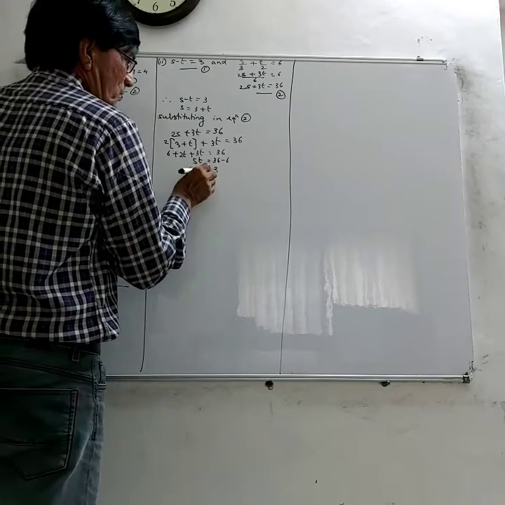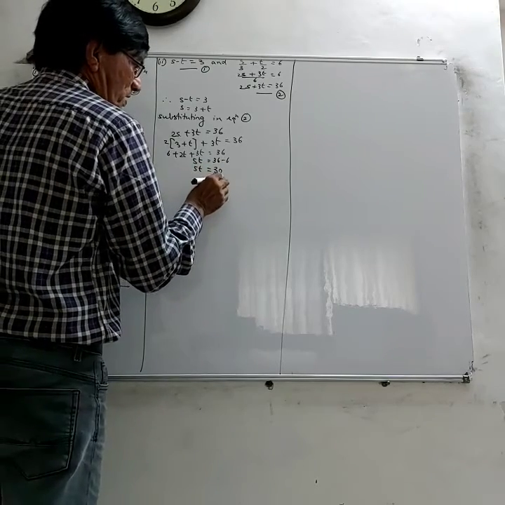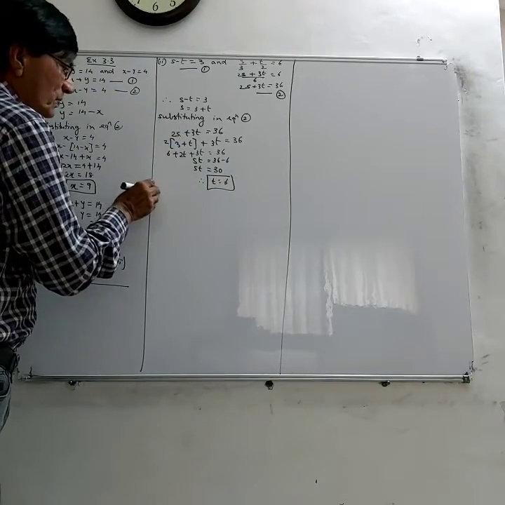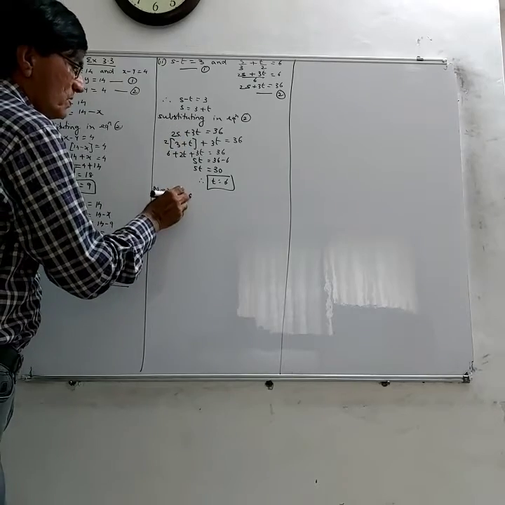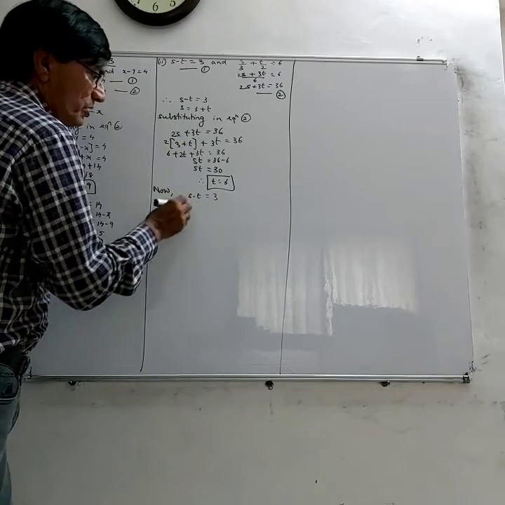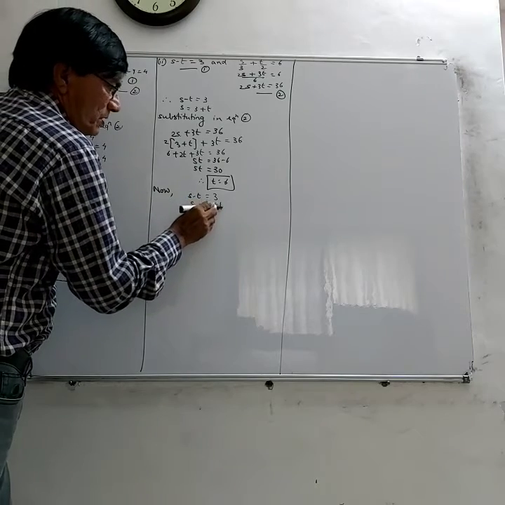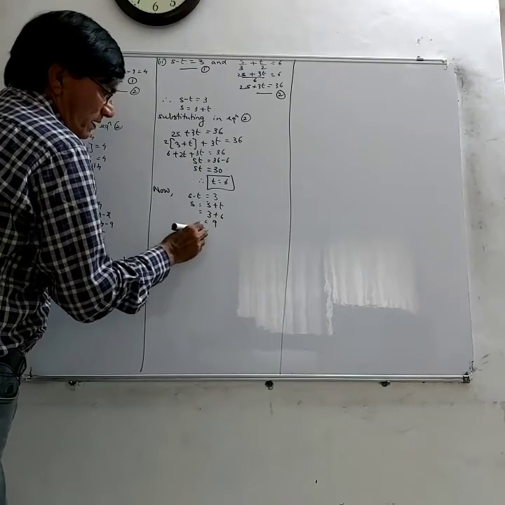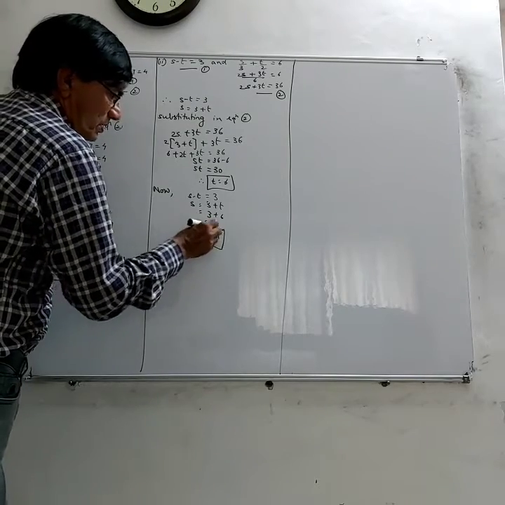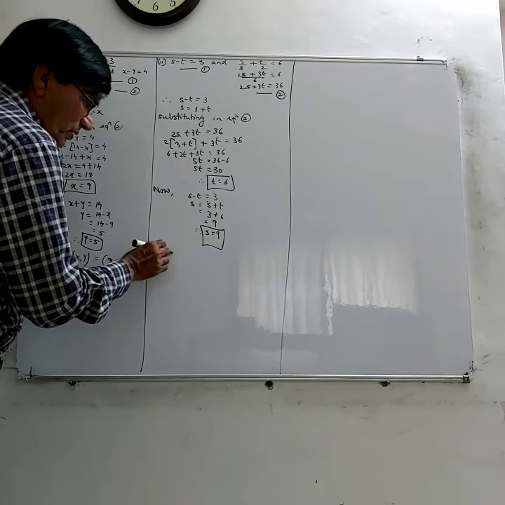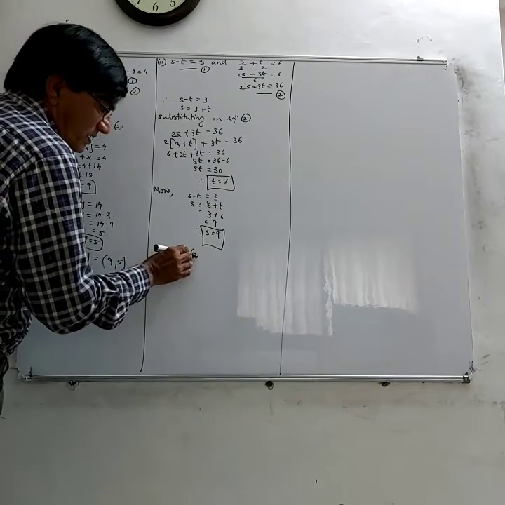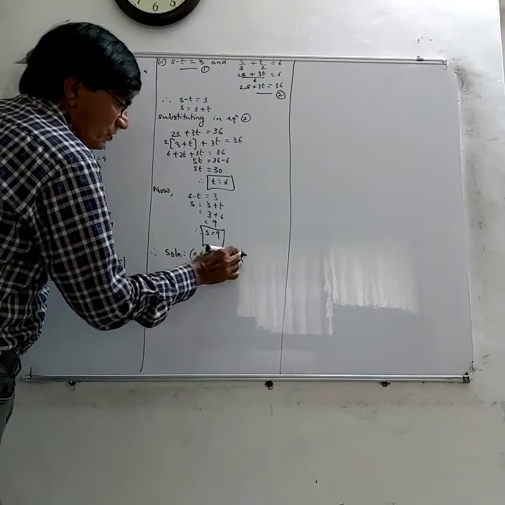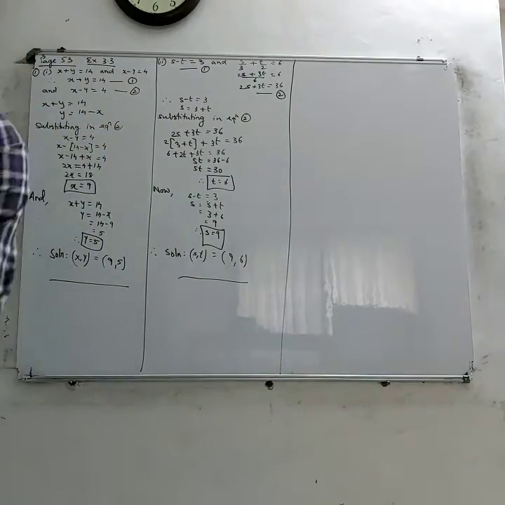5t is equal to 30. Therefore, t is equal to 6, 30 divided by 5. Now, take any one equation. s minus t is equal to 3, s is equal to 3 plus t. 3 plus t is 6, so that is equal to 9. Therefore, s is equal to 9. Therefore, solution: s is 9 and t is equal to 6. Alright, these are very easy ones.